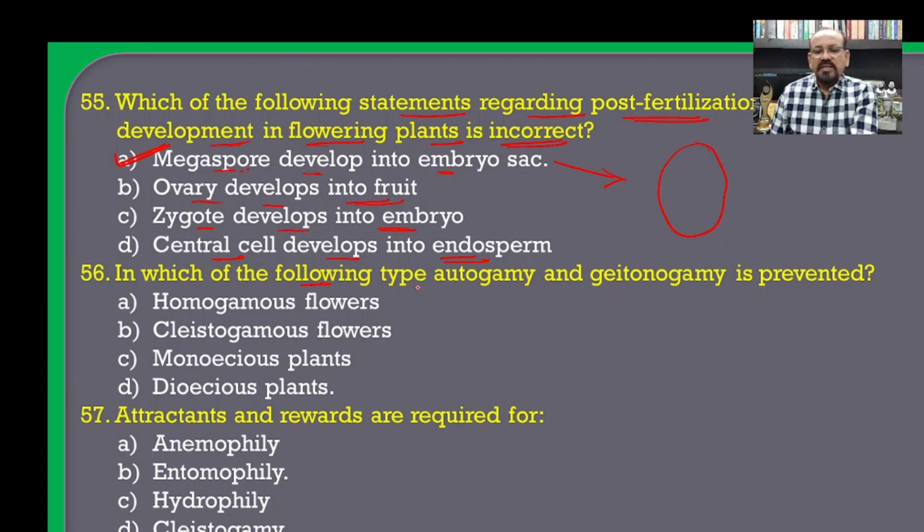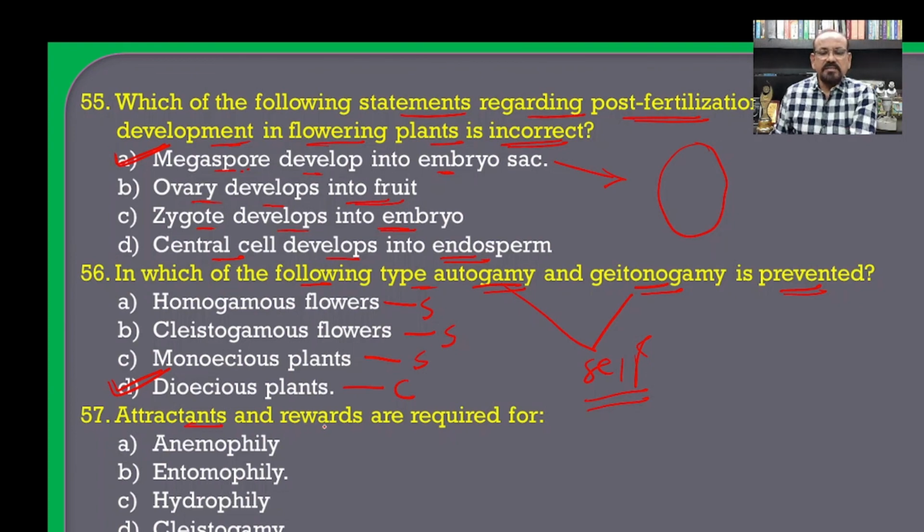In which of the following types are autogamy and geitonogamy prevented? Autogamy and geitonogamy both are types of self-pollination. So homogamous flower, self-pollination; cleistogamous flower, self-pollination; monoecious plants, self-pollination; and dioecious is cross-pollination, and hence self-pollination will be prevented or will not be possible in the dioecious plant.